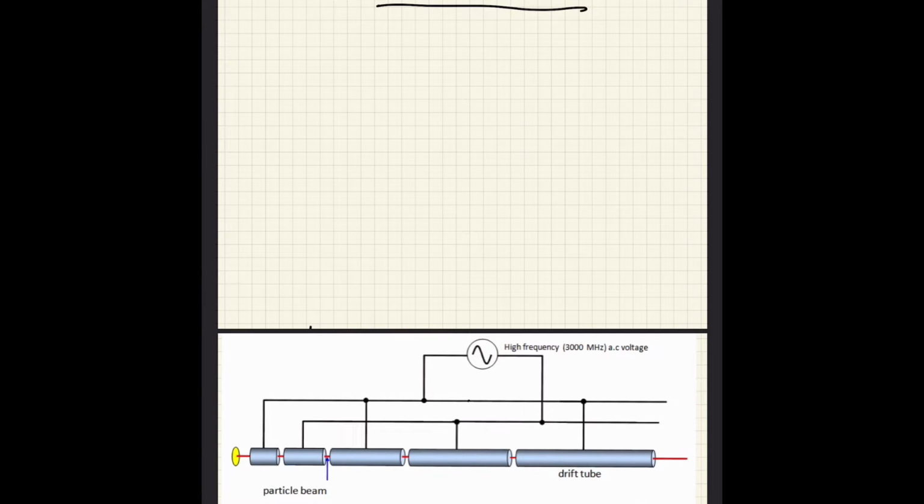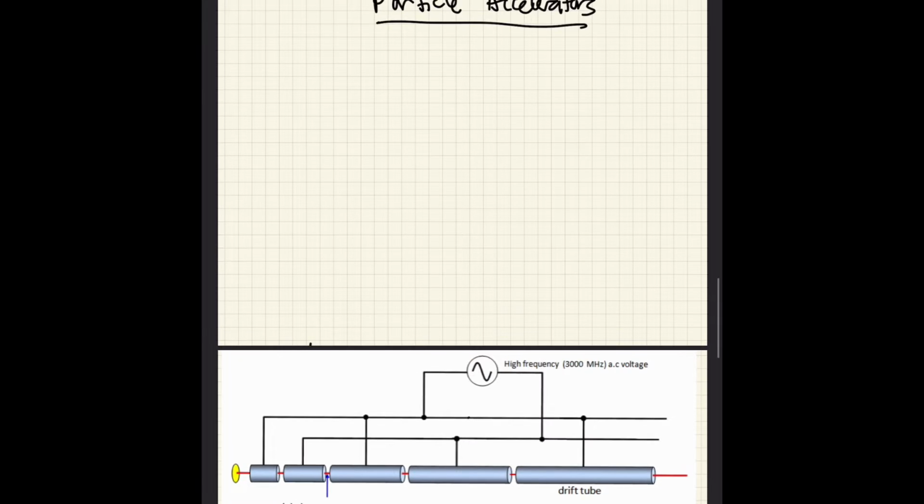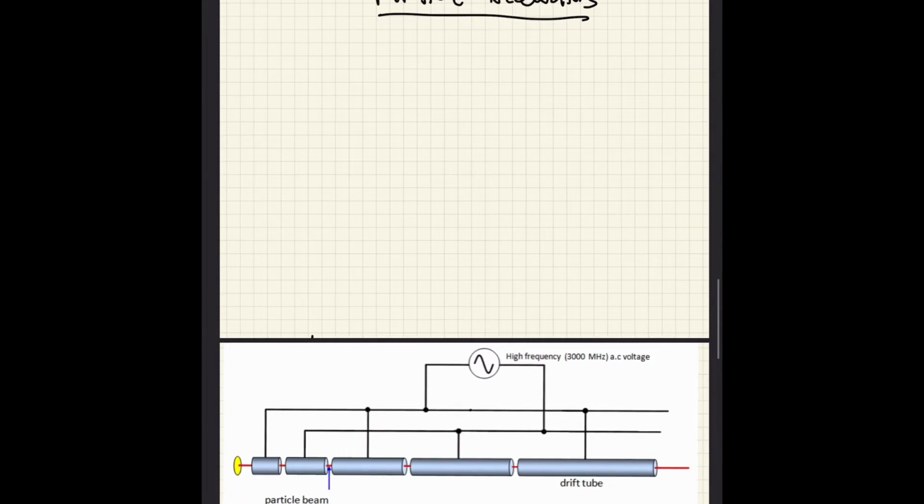So today we will be talking about particle accelerators. Okay, so why do we accelerate particles? What's the purpose? Well, when we accelerate particles, we increase its speed. Okay, if we increase the speed, its kinetic energy increases, right? Half mv squared. So when you accelerate a particle, you give it more energy. And if you give it more energy, then you can collide it.